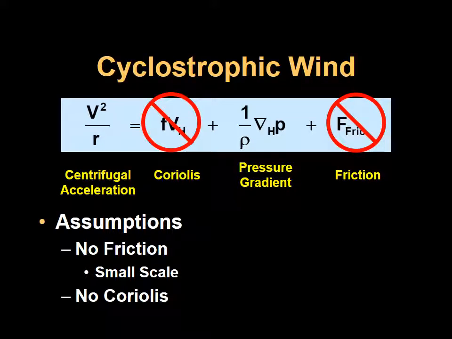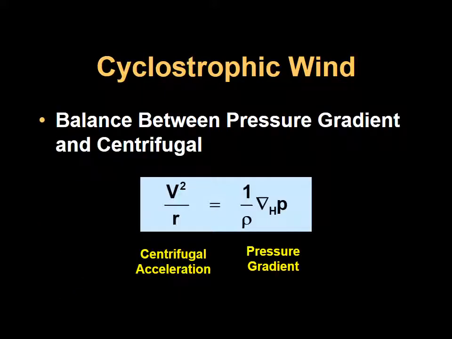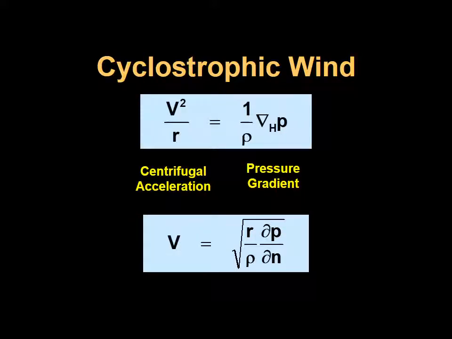Another kind of wind we're going to talk about is the cyclostrophic wind. With the cyclostrophic wind, we're going to get rid of Coriolis. Coriolis acts on air traveling over great distance, great velocities, so we're going to get rid of that. And we're also going to get rid of friction, and we're going to say that friction is not really that important, it's kind of small. So what we are left with is a balance between centrifugal acceleration and pressure gradient. So if we solve for the velocity, this is what we get.